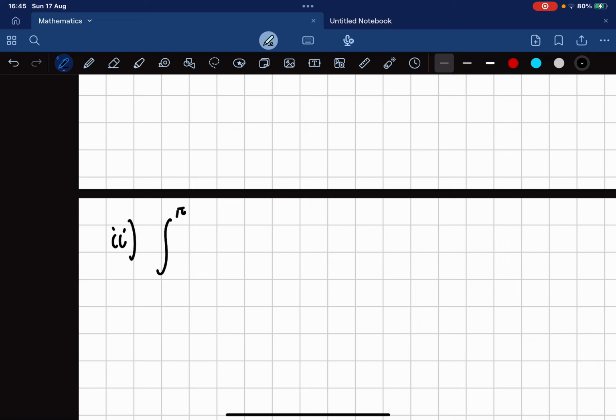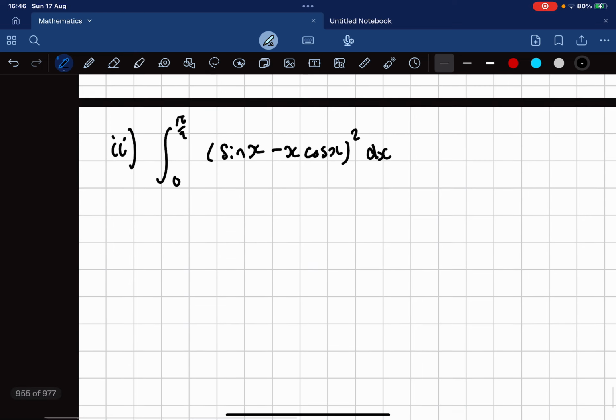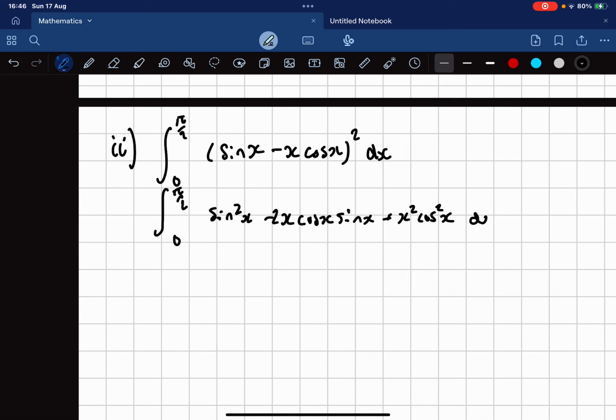So we have still between pi over 2 and 0, however it's y squared. So this is (sine x minus x cos x) squared dx, which we can expand to make sine squared x minus 2x cos x sine x plus x squared cos squared x dx.